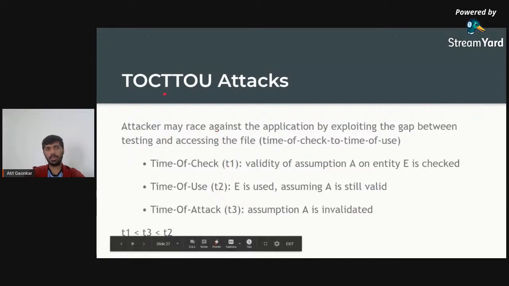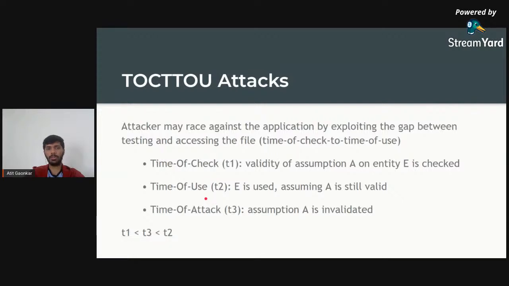Now, to achieve this attack, what you have to do is attack in such a way that your timing is in between the time of check and time of use. Okay. So, what you generally do is you have an assumption that A is valid, it checks and it says, okay, it can be used. What you then do is you make the A invalid and then you proceed with the file opening or the access of the file.